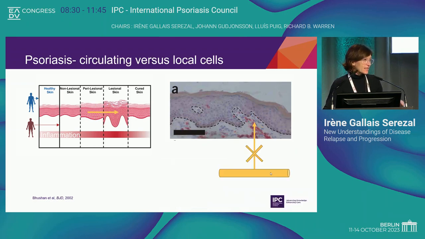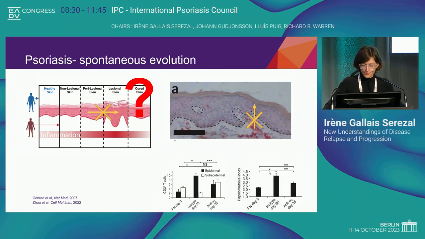Of course, I'm not saying that psoriasis is only a very localized skin disease. We know that, especially in severe psoriasis, you have circulation of pro-inflammatory immune cells and a higher level of cytokines. But what we know as well is that blocking the migration of circulating immune cells to the skin is not enough to stop the development of psoriasis. So the skin compartment in itself is very important. So what about the resolved skin? Here they call it cure skin, but we know that it's not cured, right? It has some disease memory.